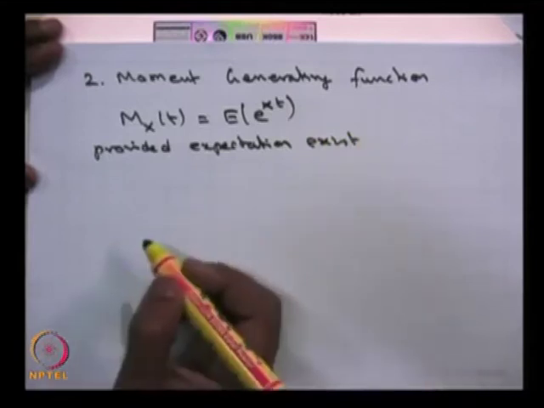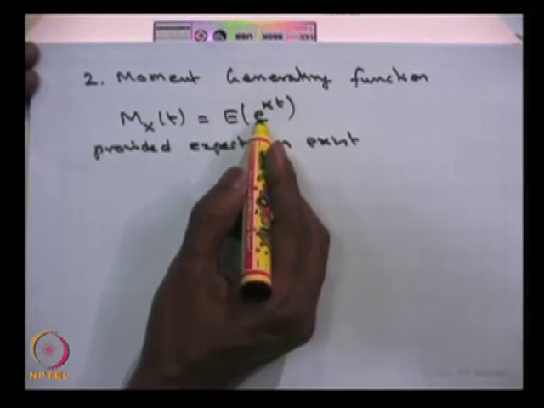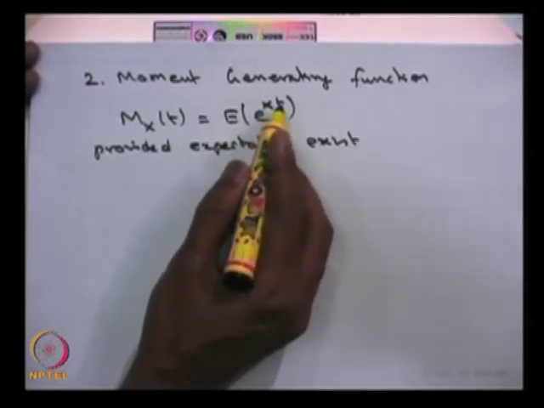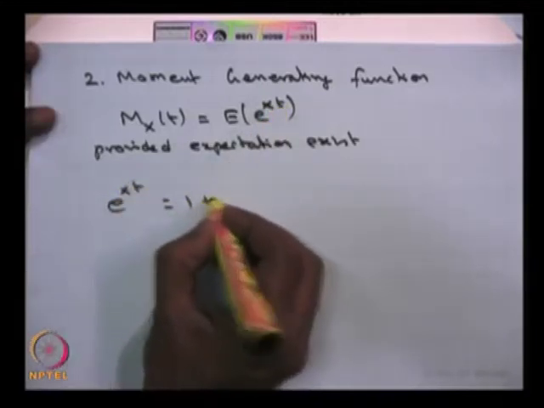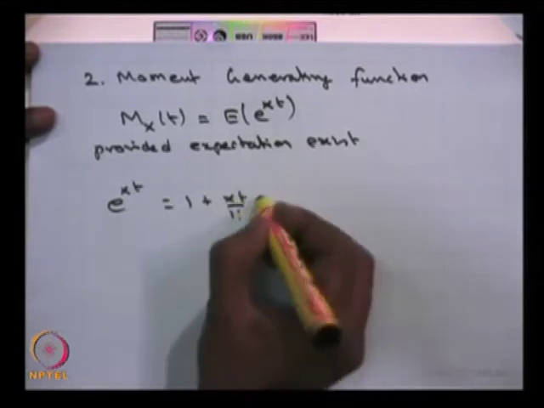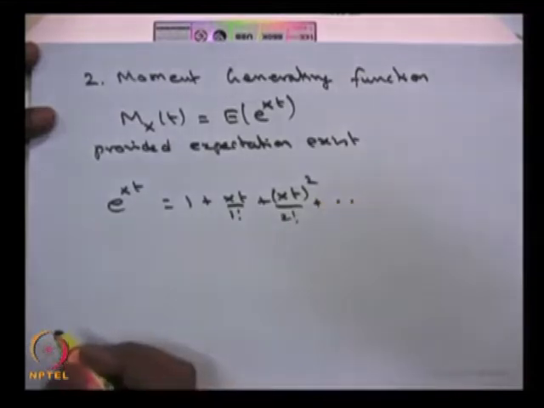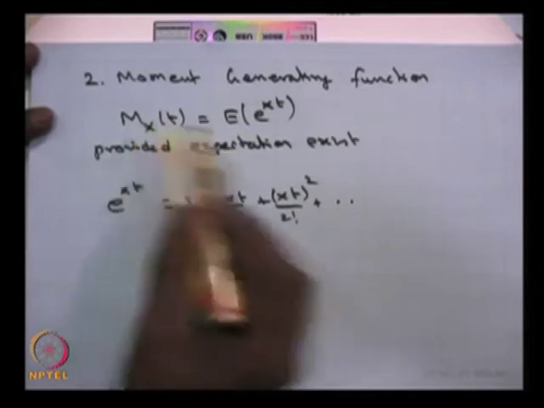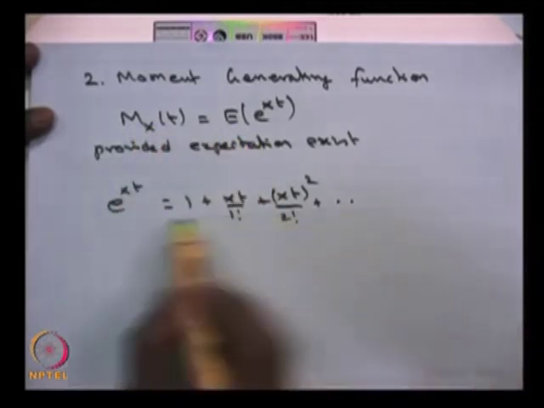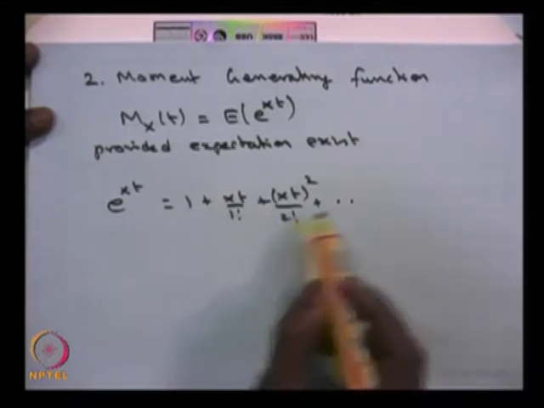Since I am using the expectation of a function of a random variable, and that function is e power Xt, you can expand e power Xt as 1 plus Xt by factorial 1 plus (Xt) power 2 by factorial 2 and so on. Therefore, the moment generating function for the random variable X is nothing but the expectation of this expansion. That means, expectation of 1 plus expectation of this plus expectation of this and so on.